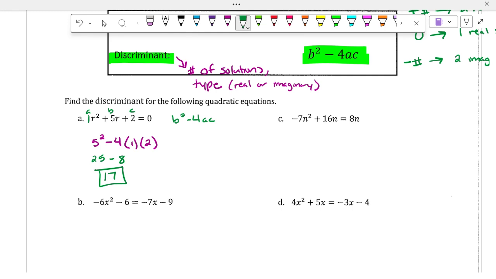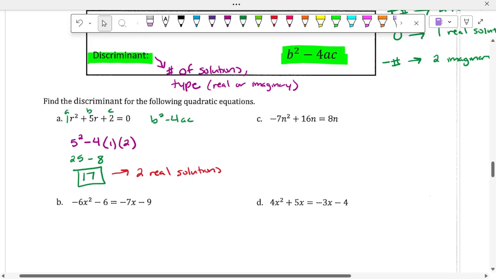Now, based off of our discriminant, how many solutions do you think we're going to have and what type? 2 real solutions. So because it's a positive number, we're going to have 2 real solutions. Now, again, the discriminant is not an actual solution. It's just telling us the number of solutions and the type we're going to have.